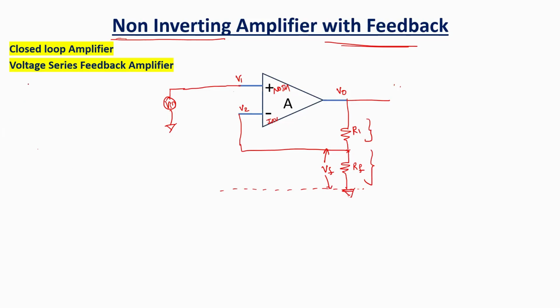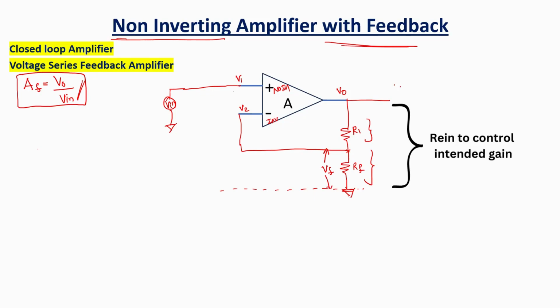Let us try to understand the gain of the non-inverting amplifier. So what is the gain of the non-inverting amplifier, because we have now given the closed loop already? First, to start with, what is the closed loop gain? It is nothing but output by input. Output is V naught, input is V in. Let us keep this value. This is the intended gain that we are trying to find out from this particular configuration, right? How do you get the gain? I told you, you're going to get the gain based on the feedback circuit only. This is the intended gain. This is like a rein.